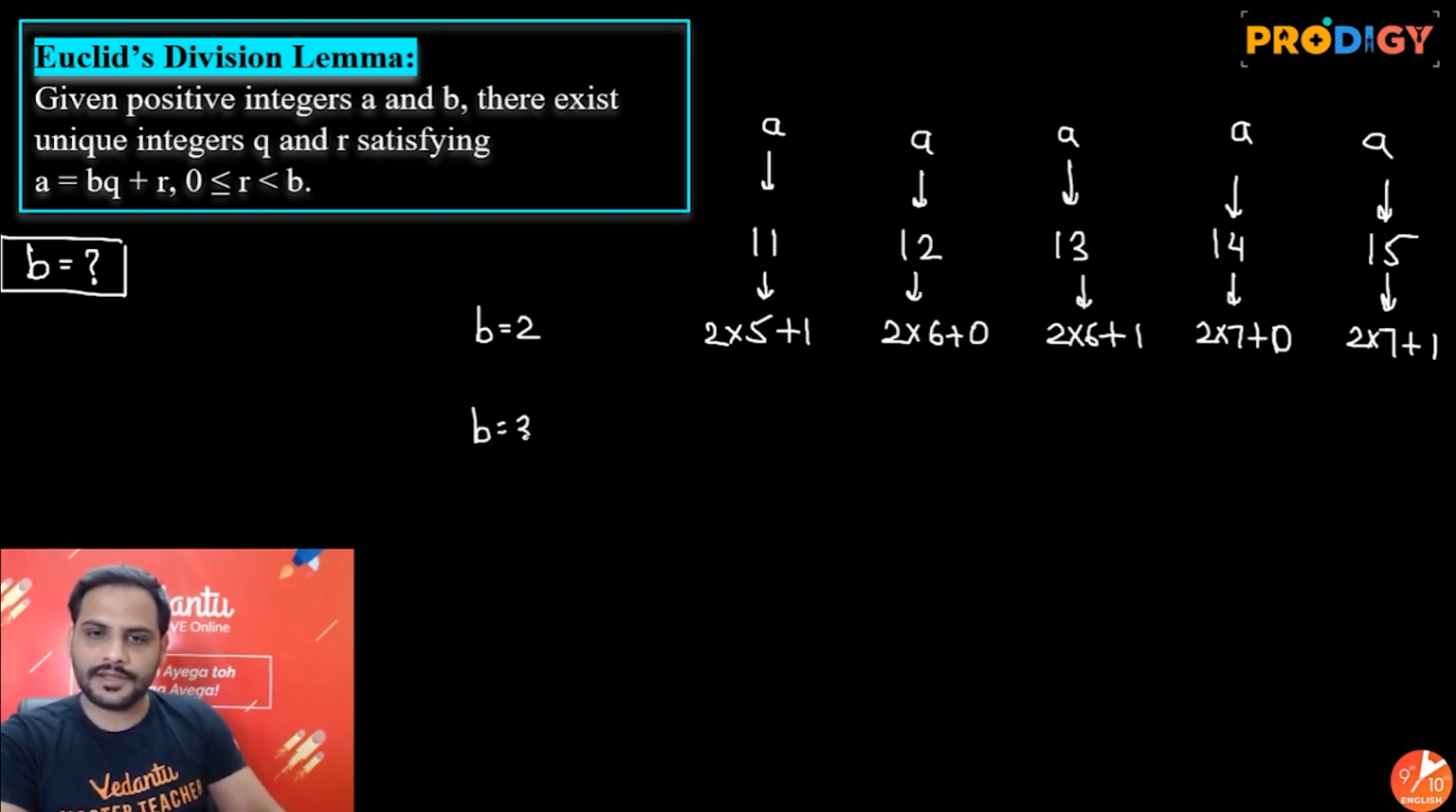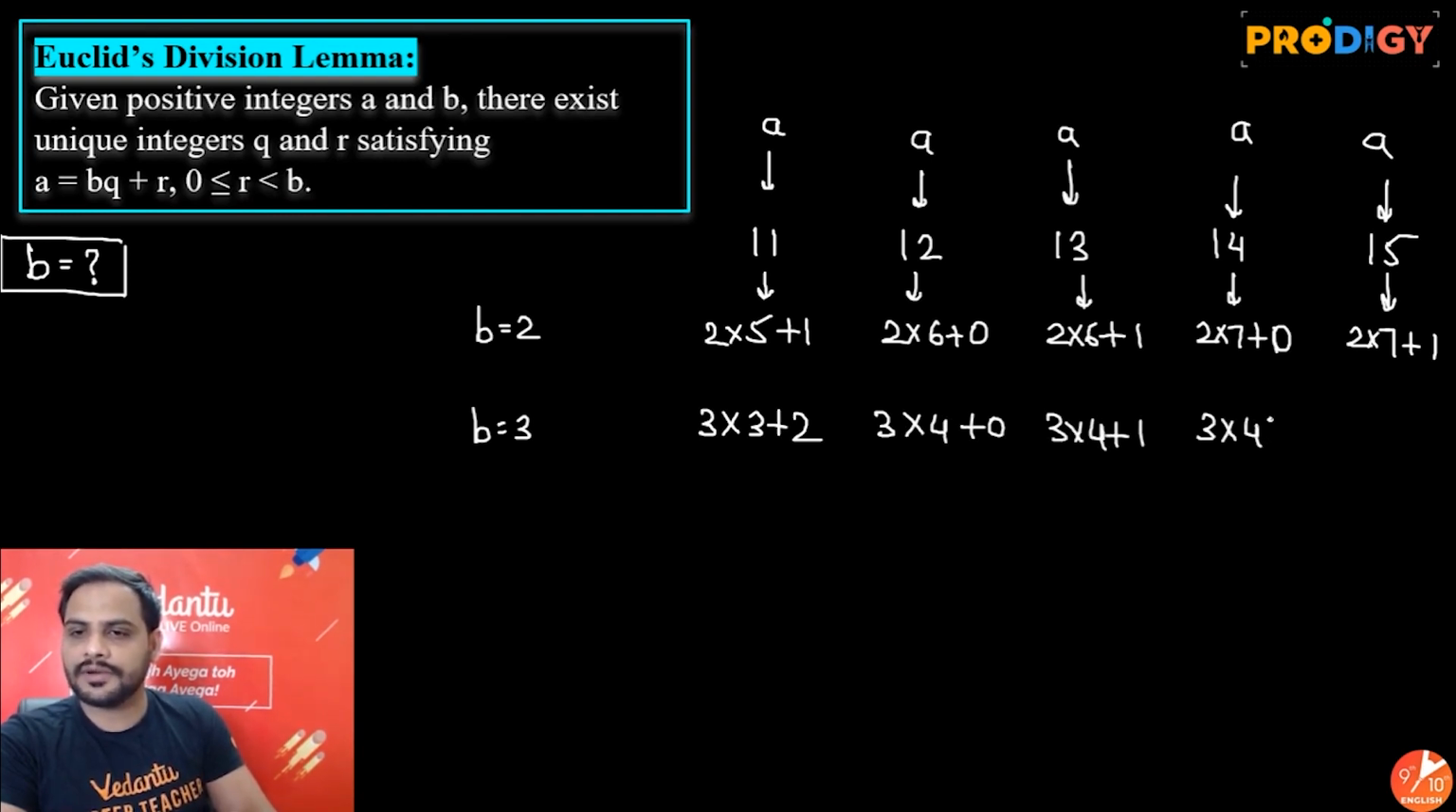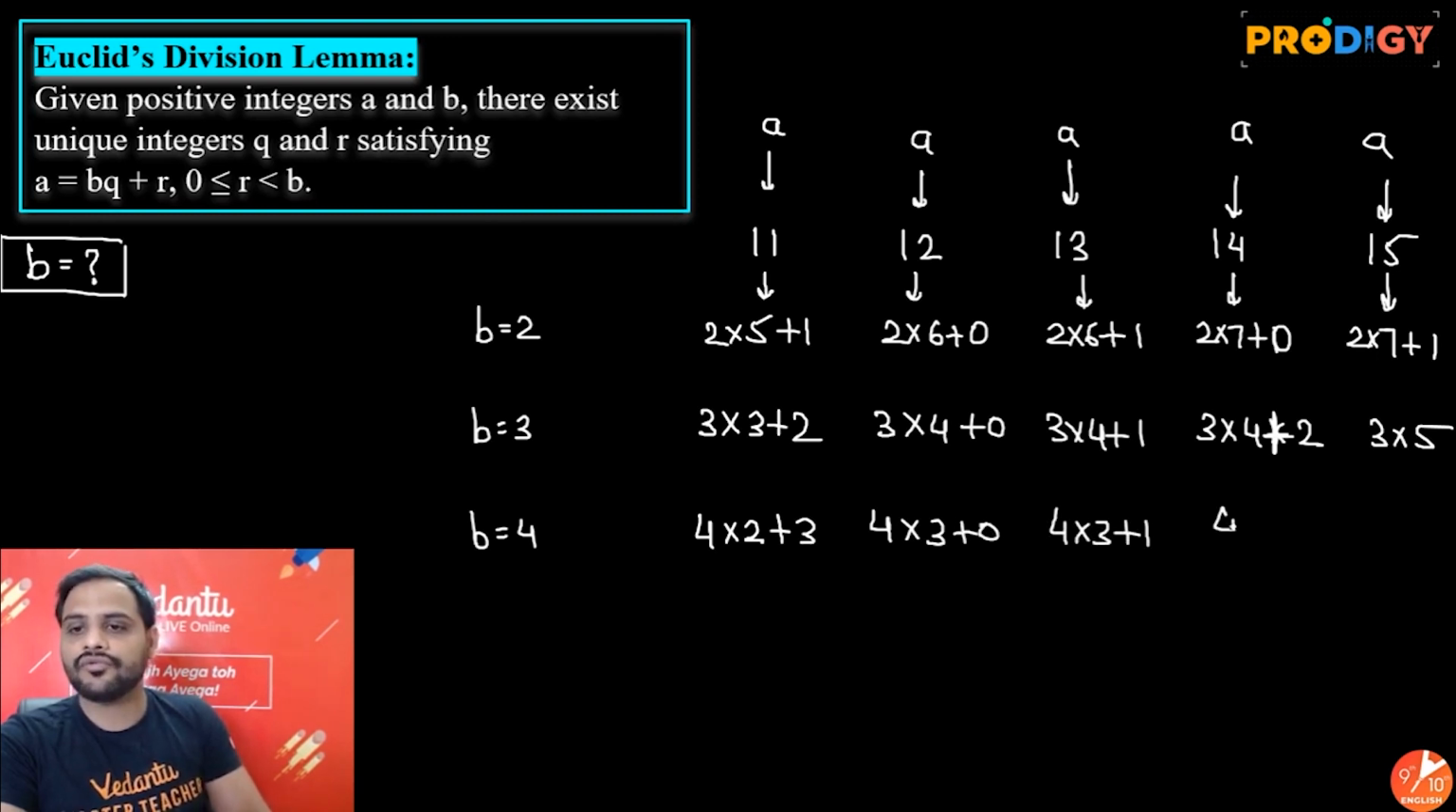If I choose B equal to 3, 3 3s are 9, remainder 2, then 3 4s are 12 plus remainder 0, 3 4s plus remainder 1, 3 4s plus remainder 2, and then again 3 5s. Suppose I choose the divisor as 4: 4 2s are 8 plus remainder 3, then 4 3s plus remainder 0, 4 3s plus remainder 1, 4 3s plus remainder 2, and 4 3s plus remainder 3.